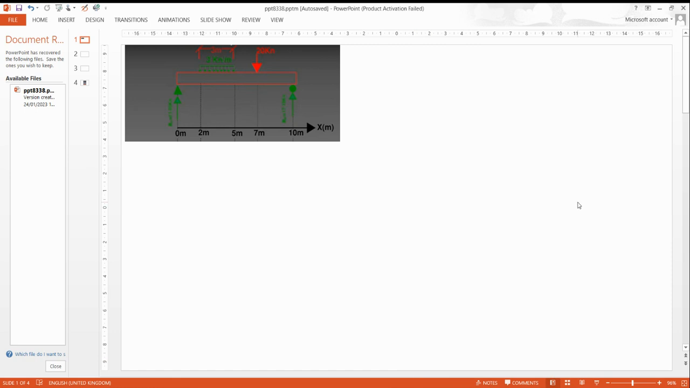Hi, welcome again. Today our question is: find the shear force and bending moment of the simply supported beam. At the right we have a roller, which has one unknown, and at the left a pin, which has two unknowns, the x and y components.